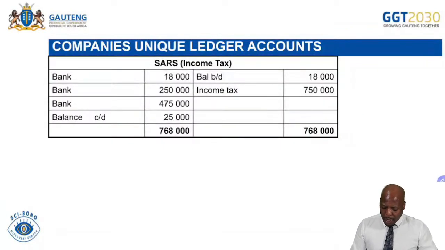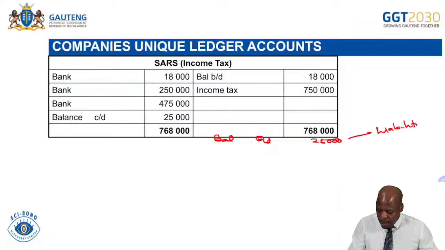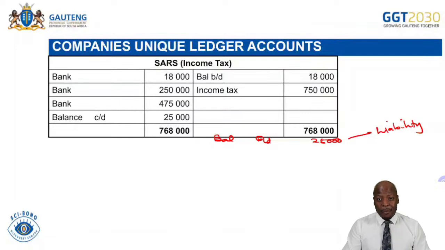Okay. I'm going to quickly come. This is what we did. Remember, this is what we have done so far. So we have our balance here that was brought down. That is 25,000. Remember, this is a liability. This is a liability because it is a credit balance. So a liability, if we're preparing a statement of financial position, you know it is a liability.